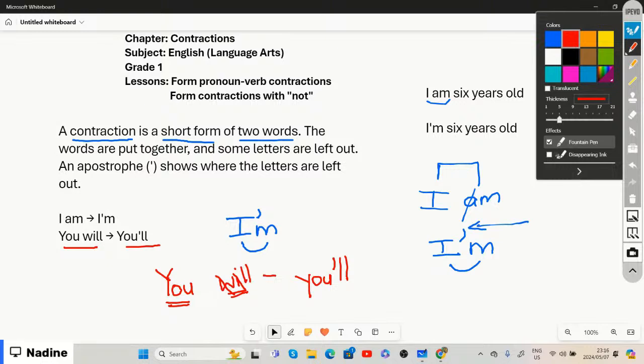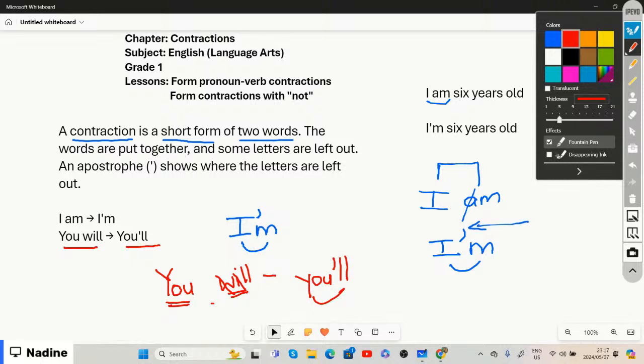So which means that we're going to use the double L of "will," and we're going to add it to that word "you." So instead of saying "you will pass your test" or "you will pass your exams," we can say "you'll pass your test" or "you'll pass your exam." So "you will," which is two words, becomes one word, which is "you'll." And we kept our apostrophe there.